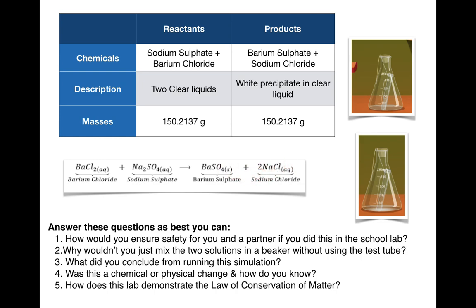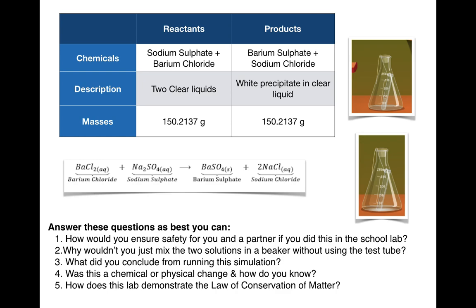So your answer to the question should be things like you need to make sure you have goggles on, correct glassware, and gloves as well if it's corrosive, and a lab apron. Why don't you just mix it in a beaker with a test tube? Well, you want to make sure that nothing leaves the system. It's a closed system, so you make sure that no gases leave. You'll lose any matter that way.